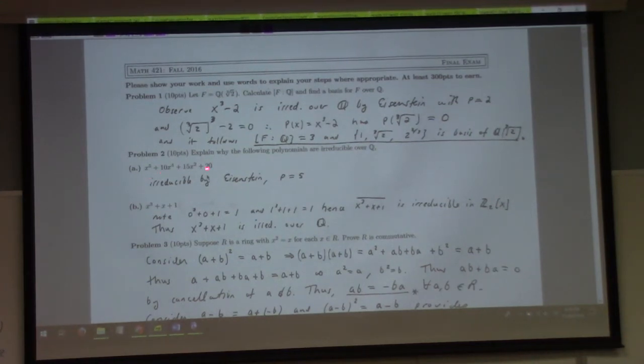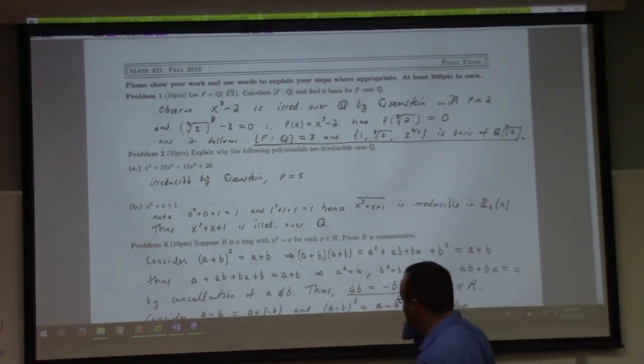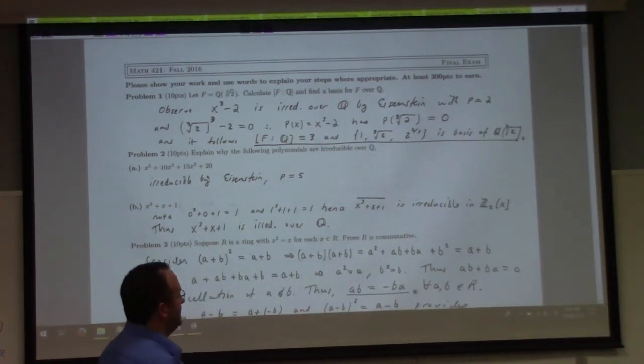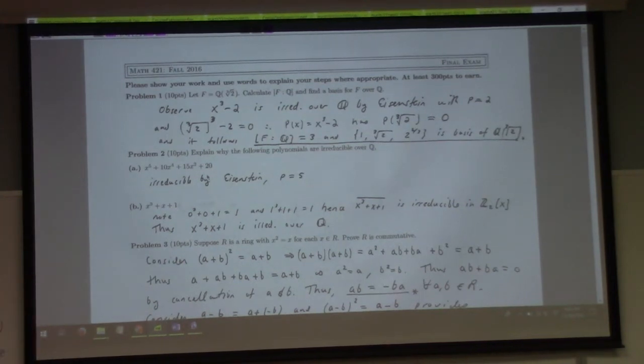This is irreducible by Eisenstein, p equals 5. This one is irreducible because if you reduce it mod 2, we have it being 0 in neither case, both 1, which means it's going to be irreducible over Q by the theory that we talked about.